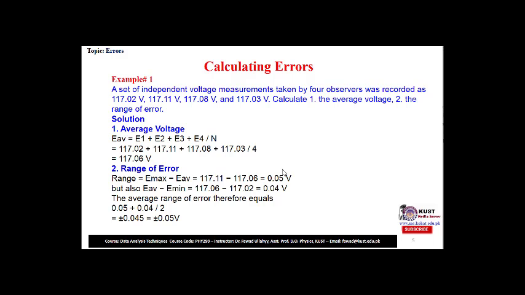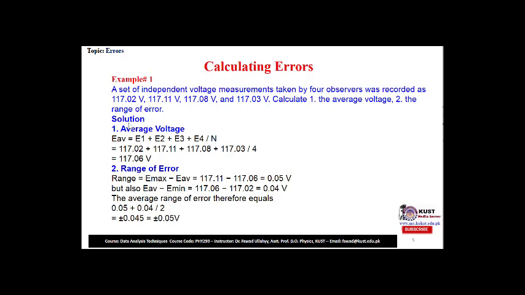So let us solve a few examples calculating errors in the data. Example 1 states that a set of independent voltage measurements taken by 4 observers was recorded as 117.02 volt, 117.11 volt, 117.08 volt and 117.03 volt. Calculate number 1, the average voltage, and number 2, the range of error.